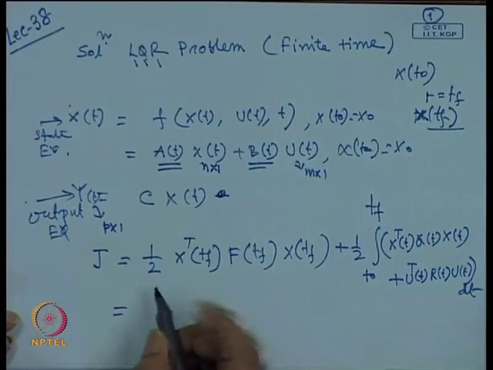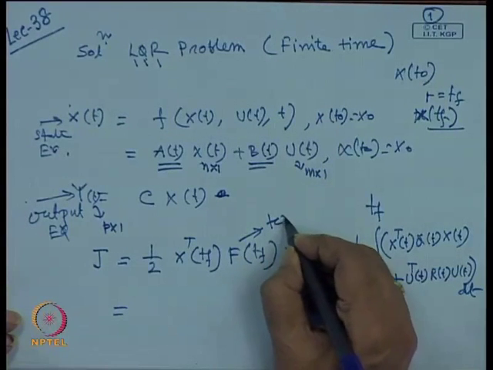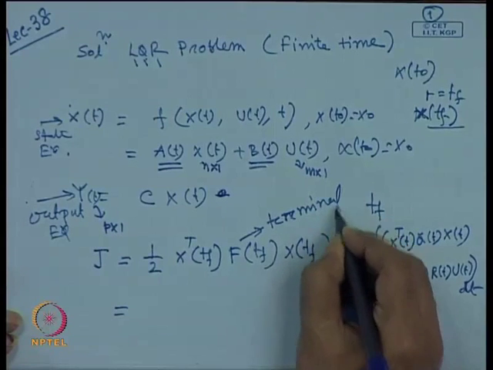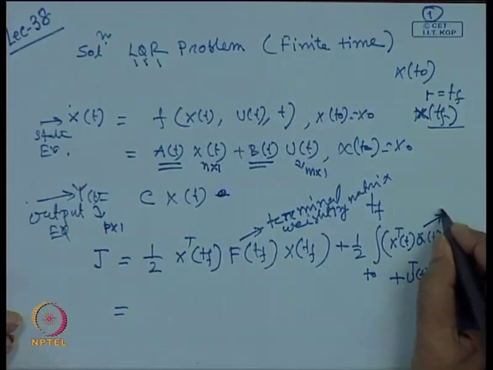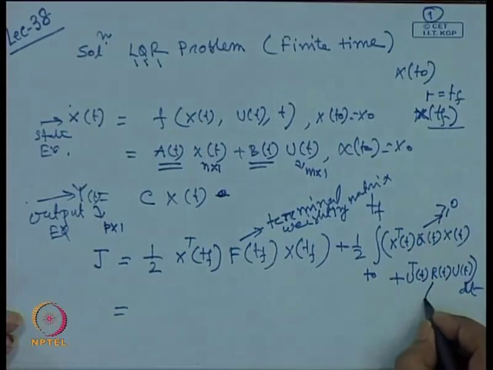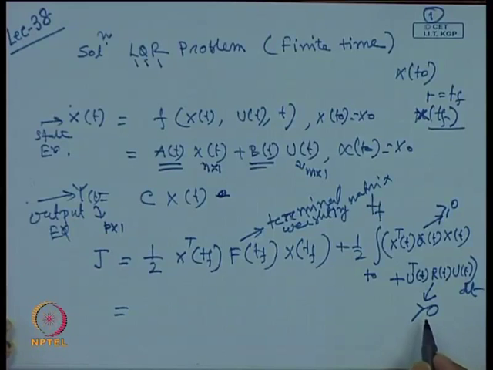So, as per our notation, this is the final, or terminal, weighting matrix, and this is the state weighting matrix which is greater than or equal to 0, that means positive semi definite. This is the control weighting matrix, which is a positive definite matrix, that we have discussed earlier. It must be so from physical consideration also. It cannot be positive semi definite, because if it is positive semi definite, the control effort applied to the system will be 0. That is why it is a positive definite matrix.